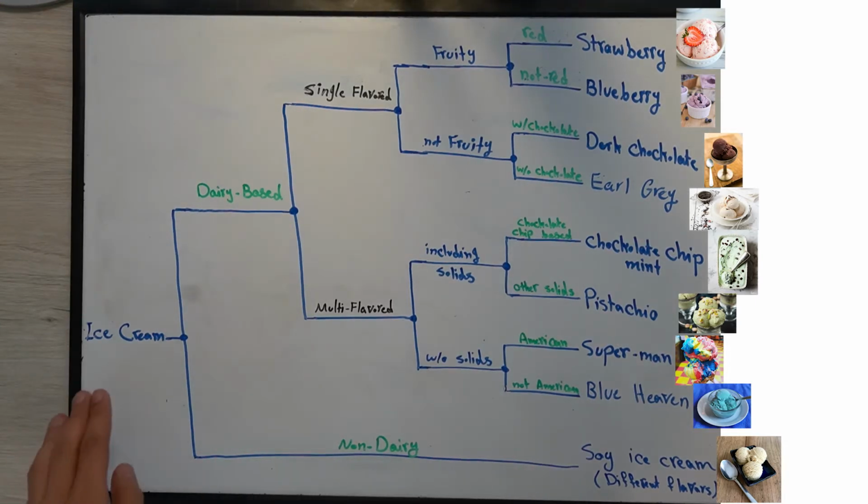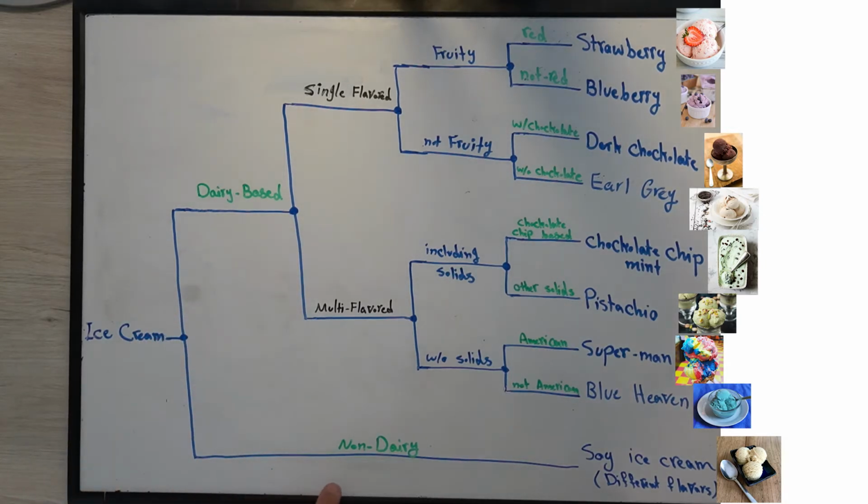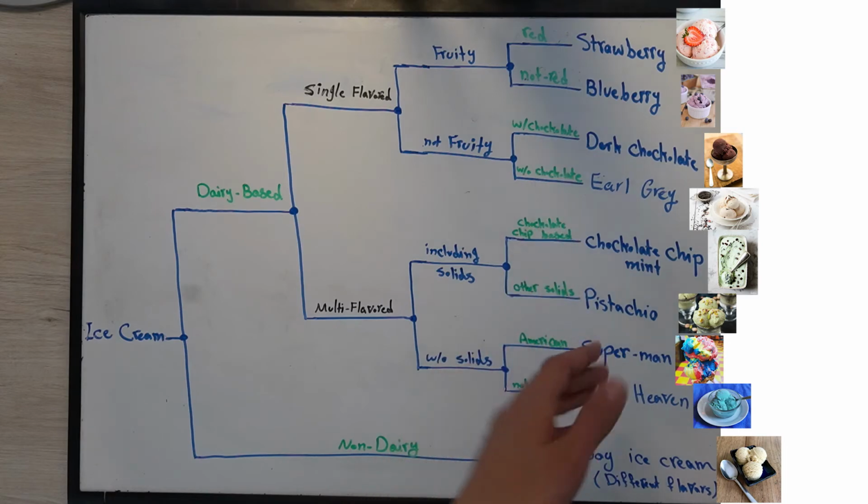So here is the phylogenetic tree of our ice cream. We can see that early on it diverges into dairy-based and non-dairy-based. So non-dairy-based ice cream would be soy ice cream, which is our out group because the OTU has diverged early on from every other OTU.